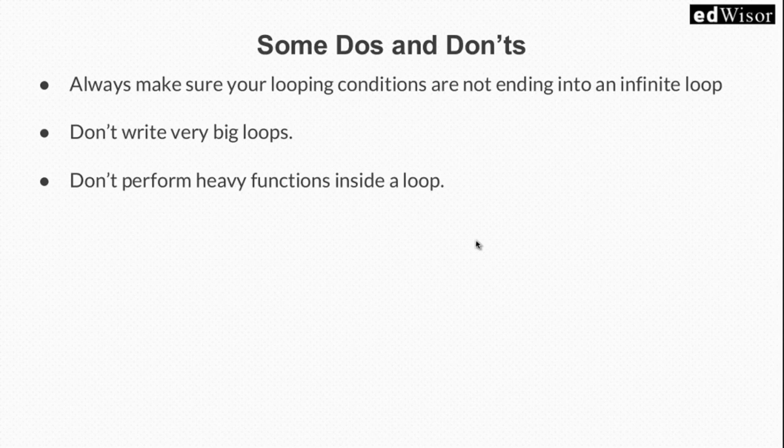These are some points that you have to remember. You have to memorize this and keep it in your mind when you are writing JavaScript code, and especially when you are writing loops. First of all, always make sure that your looping conditions don't end in an infinite loop. This can happen due to any number of reasons. I'll give you an example.